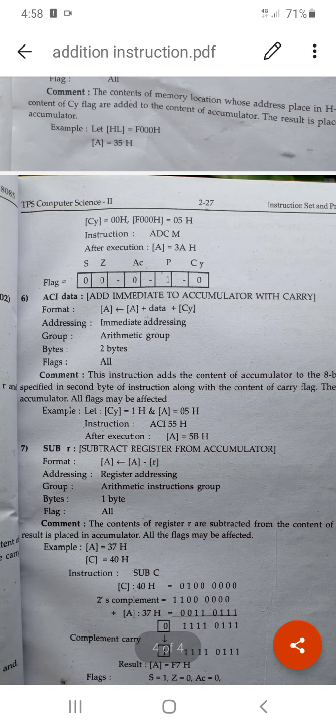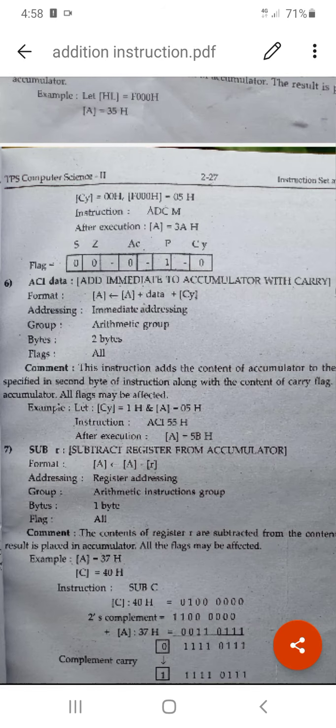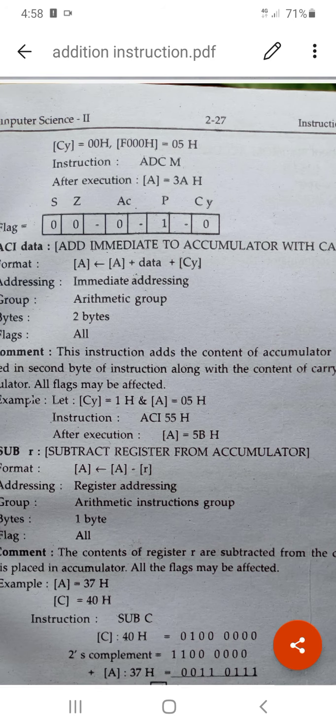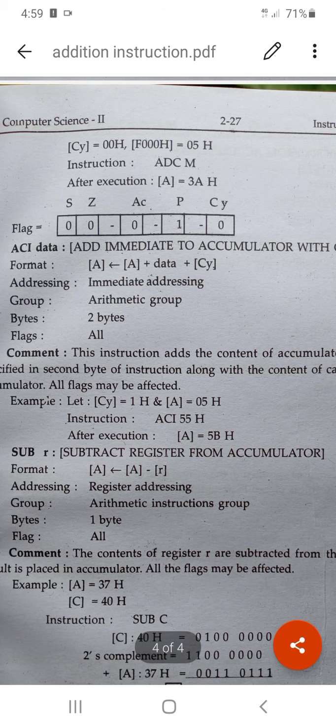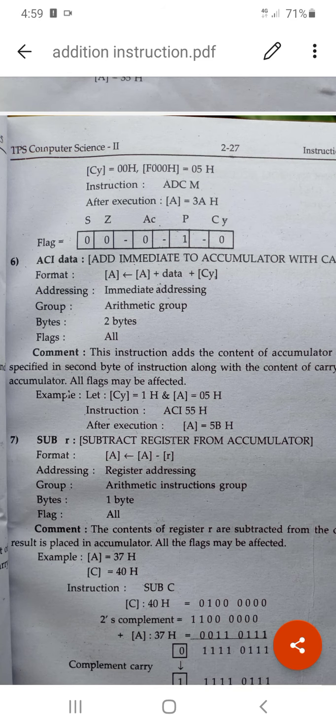And the last one for today's instructions is ACI, 8-bit data, that is, we are adding 8-bit data immediately but considering the previous carry. If carry is present, it is added in the answer, and according to that flags are affected. As data is immediate, the addressing mode is immediate addressing mode, and it is a 2 byte instruction.